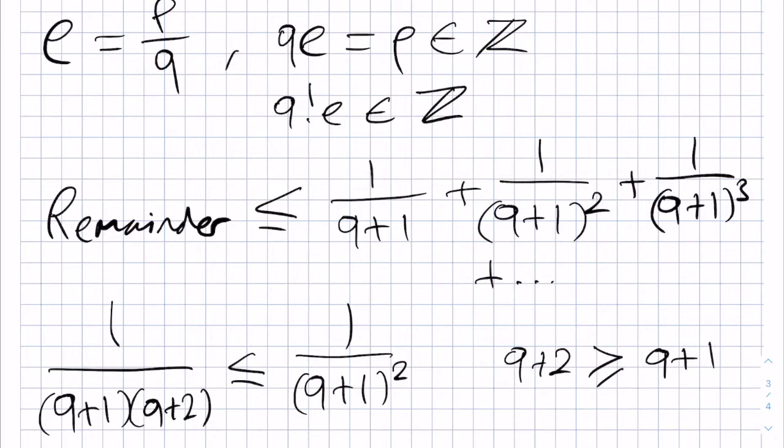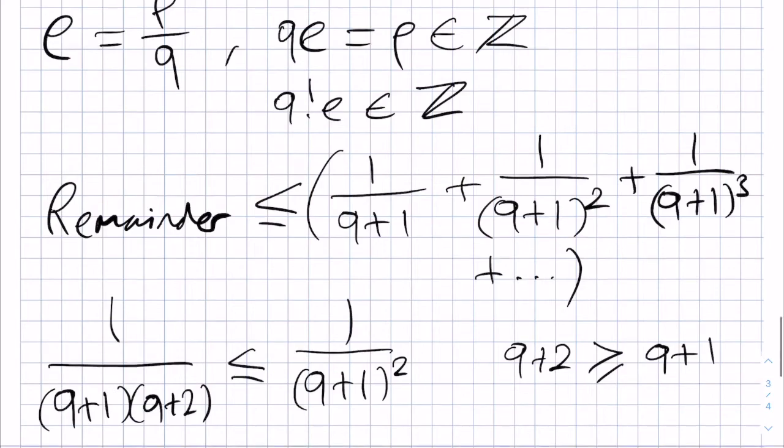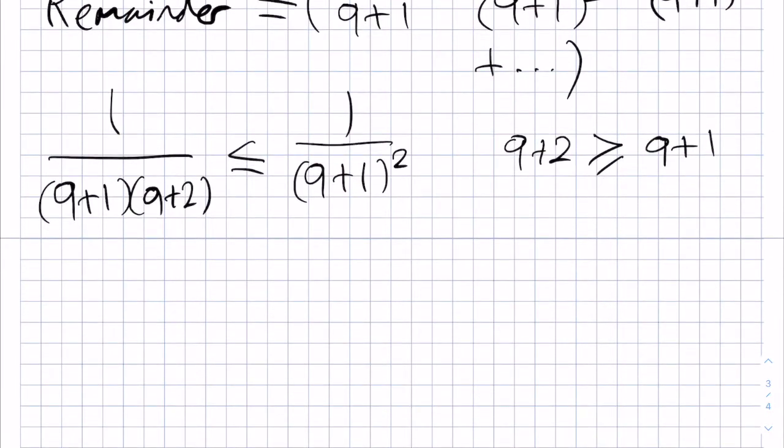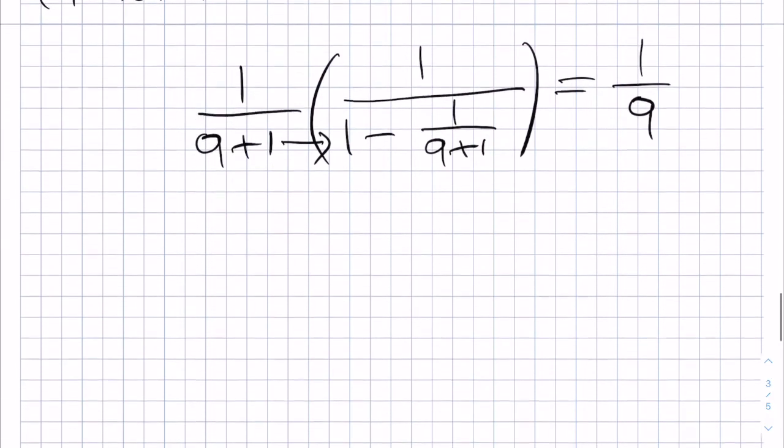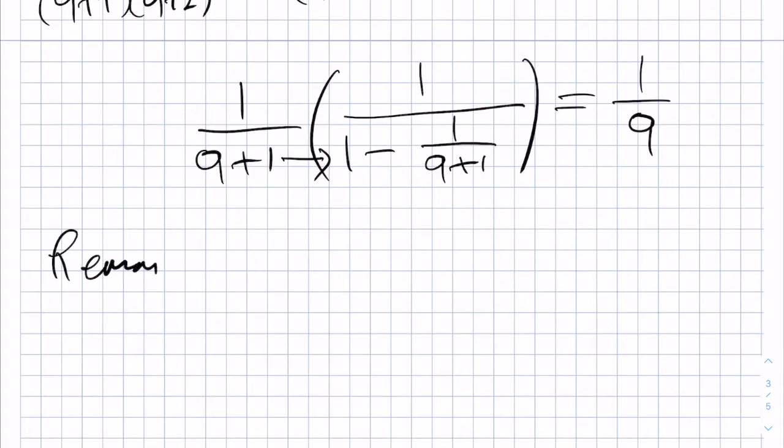Now, this expression here is a geometric series with first term 1 over q plus 1 and common ratio 1 over q plus 1 as well. And so the sum to infinity will be 1 over q plus 1 times 1 over 1 minus 1 over q plus 1, which, if you expand out by bringing this q plus 1 into here, we get 1 over q. And therefore, the remainder is less than or equal to 1 over q.